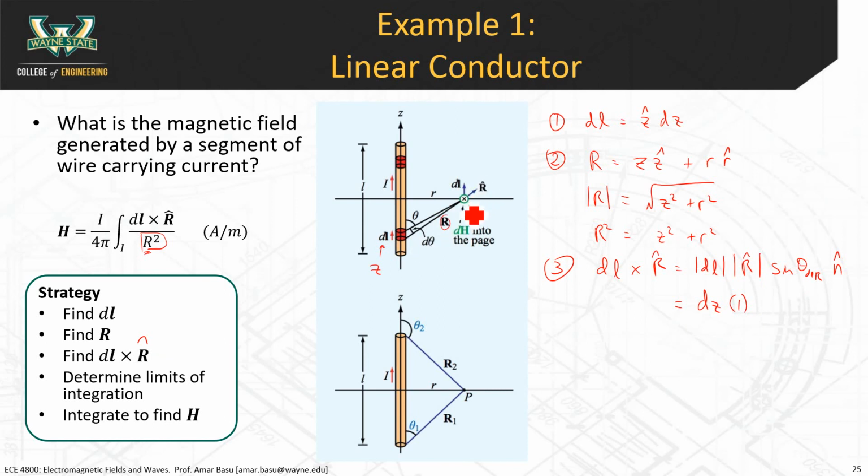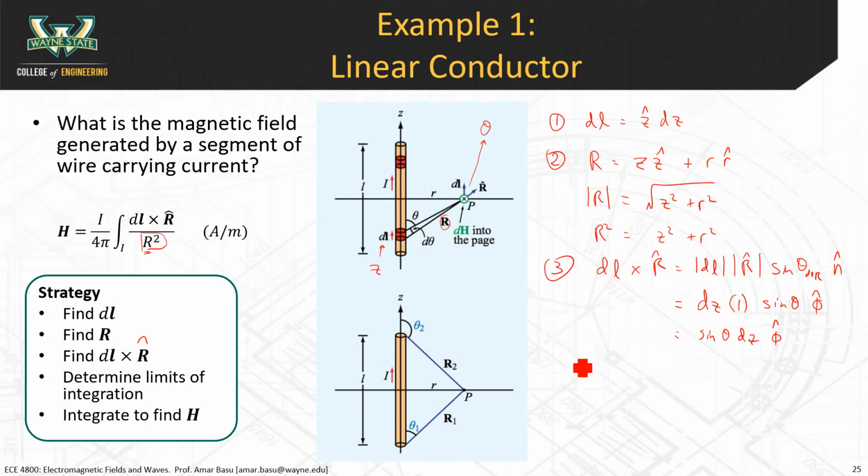I'm just going to draw this here. The angle here is equal to theta. That's the angle between dl and r. And the n hat direction, so the unit vector where the resulting magnetic field is pointing, that's in the phi hat direction. You can find that by the right-hand rule. So we've set up our dl cross r. This is equal to sine of theta dz times phi hat.